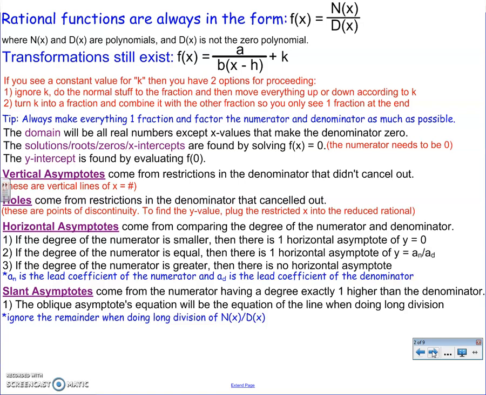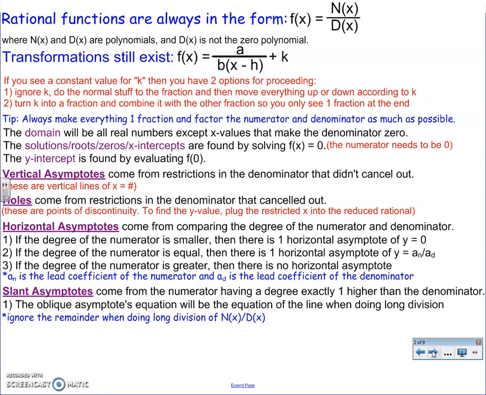If the degree of the numerator is equal to the denominator, then there's exactly one horizontal asymptote. That equation would be y equals the leading coefficient of the numerator over the leading coefficient of the denominator. You have to reduce that. It could be a fraction. So a of n is the lead coefficient of the numerator, and a of d is the lead coefficient of the denominator. The third case is that the degree of the numerator is greater, then there's no horizontal asymptote. There can only be one horizontal asymptote.